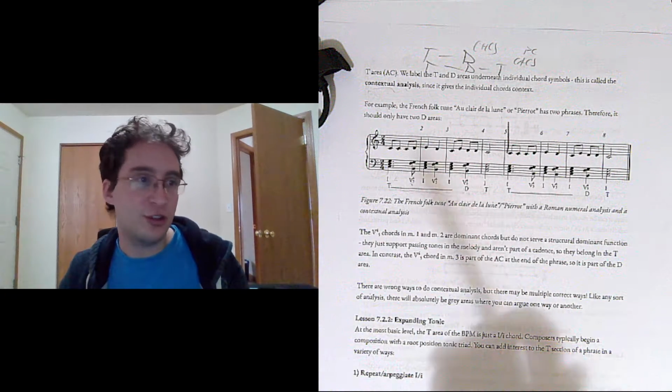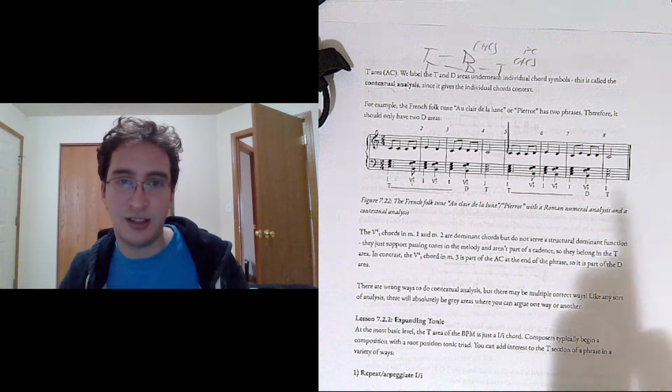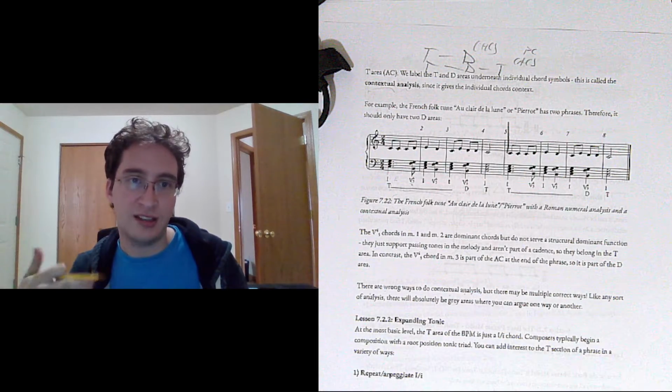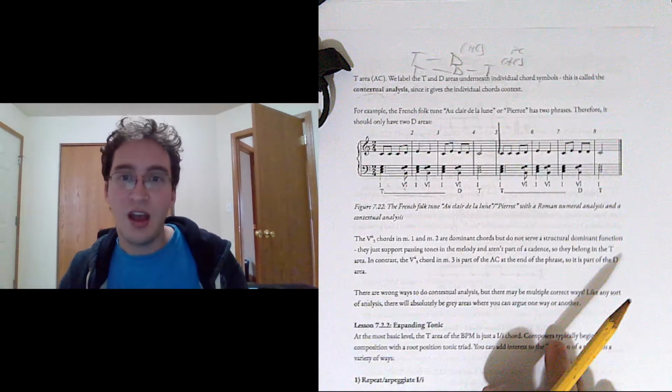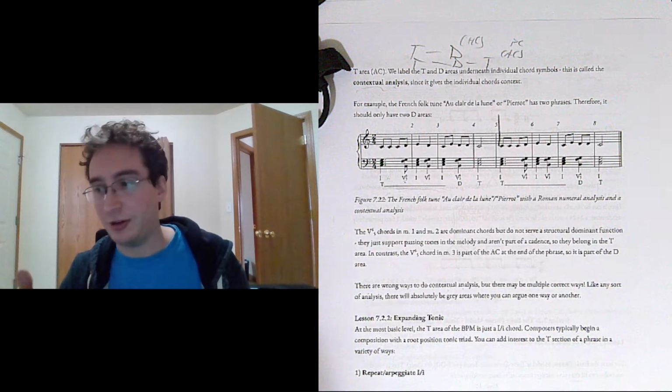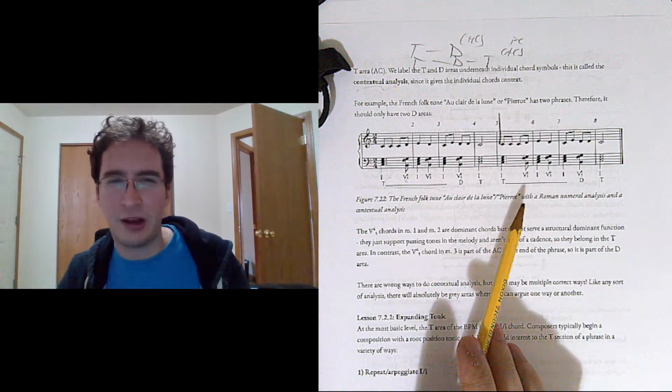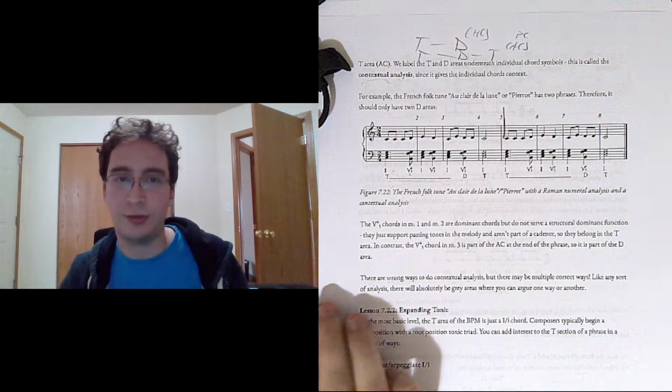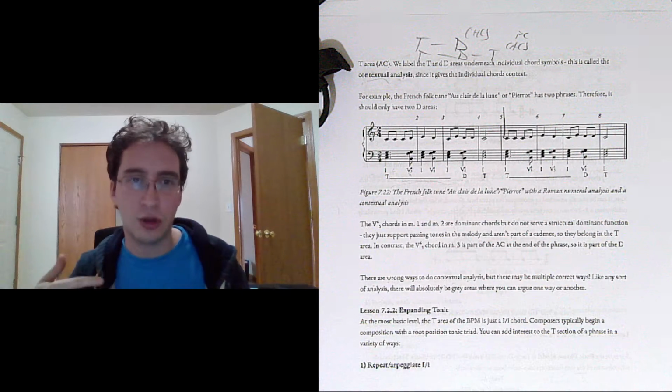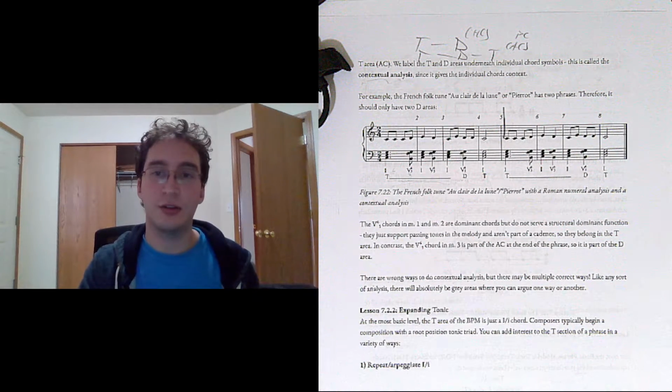Like any sort of analysis you do in any class, whether it's analyzing your data from a science lab or analyzing a poem in English class, there will be gray areas where you can argue one way or another. This one's pretty clear. There's not a lot of arguing going on. But as we move forward, there will be a lot more places to be like, well, it could be this or it could be this. And we'll try to discuss those as we go.